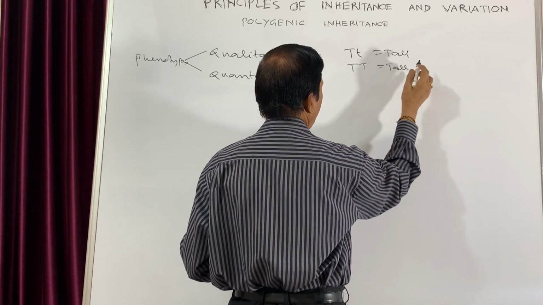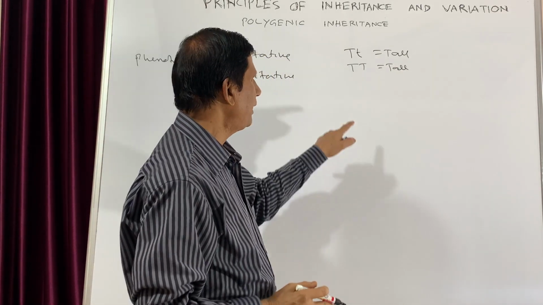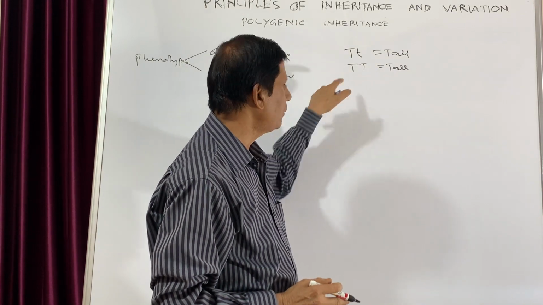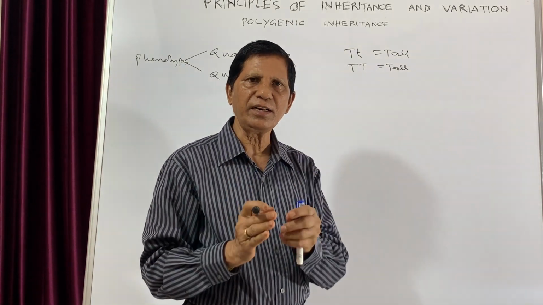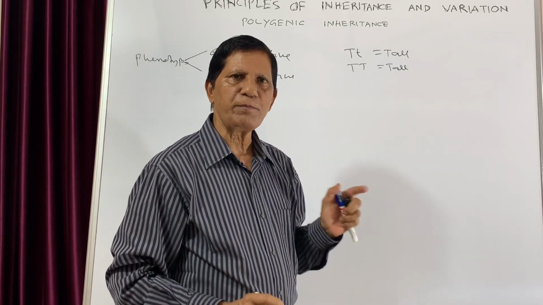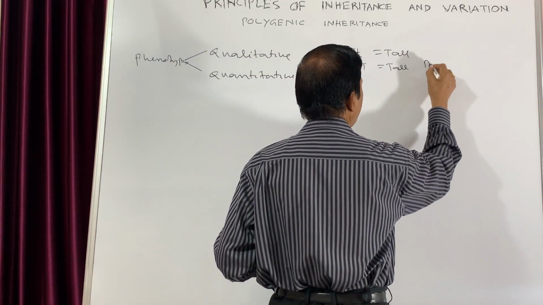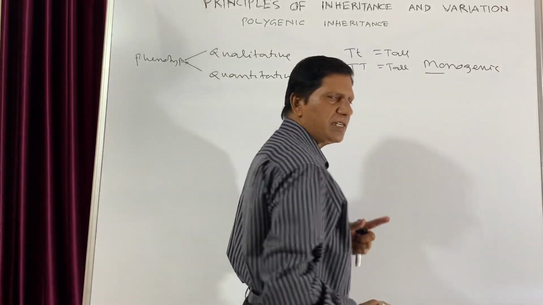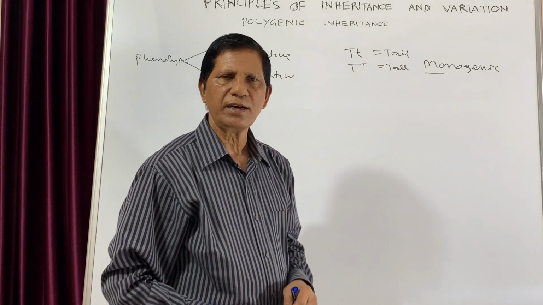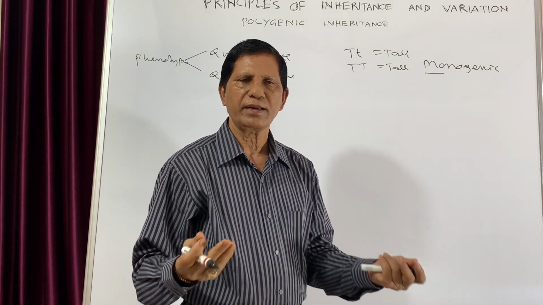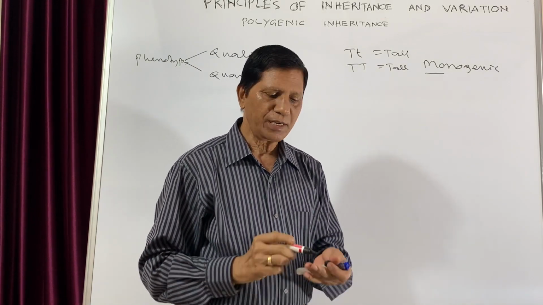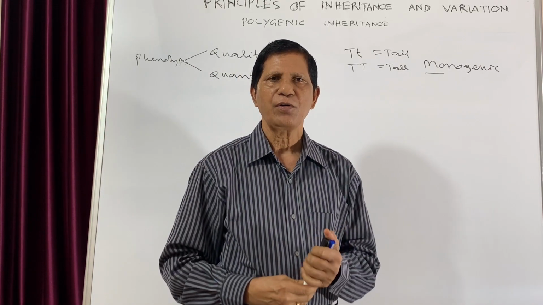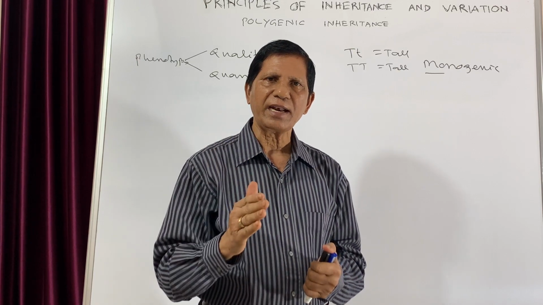That means there is no difference in the phenotype even if the same gene is present in single number or in two numbers. Here a single gene controls everything. So this type of inheritance is known as monogenic. Mono means one. That means a single gene controls all these characters, and that's the example of all Mendelian characters.